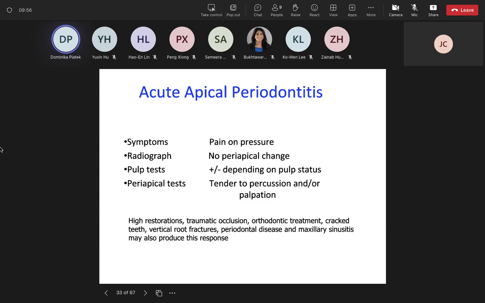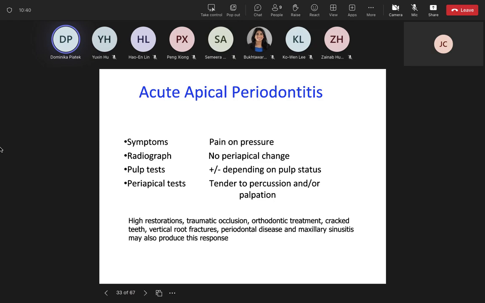When we have acute apical periodontitis, as a symptom we can observe pain on pressure. At the radiograms, usually we do not see any periapical changes. For the pulp tests, when checking the pulp vitality, we will observe some symptoms or not, depending on the pulp status. And for the periapical tests, we will observe tenderness to percussion and/or to palpation. This state can be caused, for example, by high restorations.